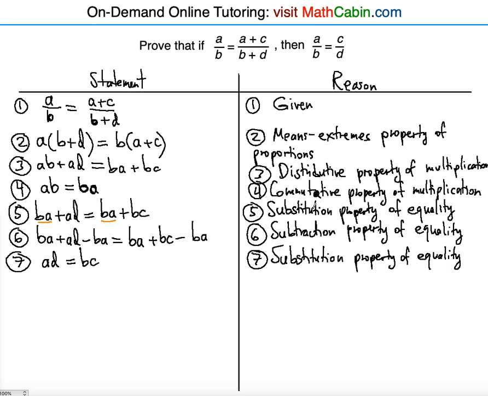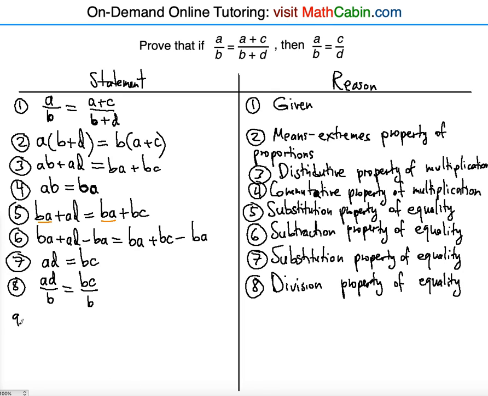Same reason as was used in step number 5. Now the next step is to divide both sides. So notice that we're trying to arrive at this conclusion, a over b. So naturally you might want to divide by b first. So AD divided by b is equal to BC divided by b. And this step is obviously division, so we're going to say that this is division property of equality.